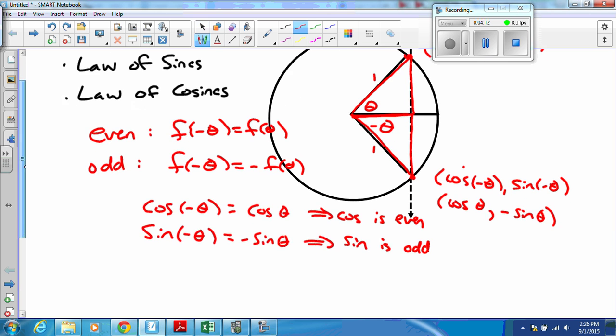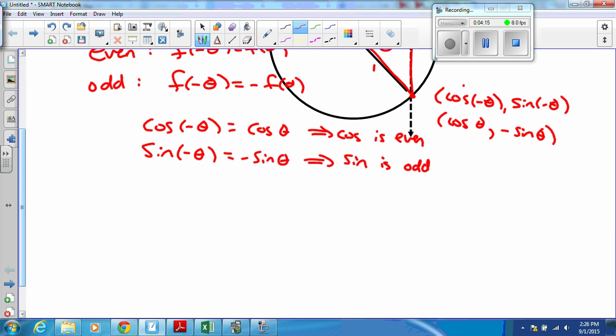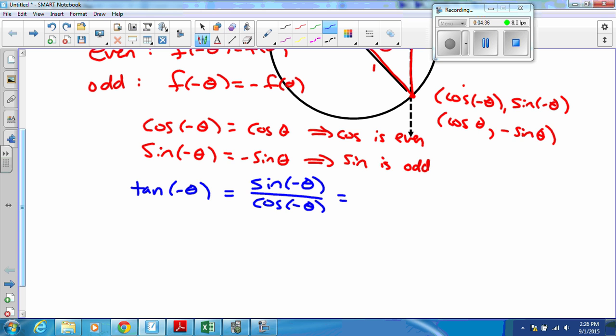Once we have these two results, we can generate results for the other 4 trig functions fairly easily with the negative angle test. So for example, if I want to investigate the odd-even behavior of tangent, then I can rewrite tangent of negative theta as sine of negative theta over cosine negative theta. Now using my even and odd properties, I can rewrite that as negative sine theta over cosine theta, which is obviously negative tan theta. In other words, tangent is an odd function as well.